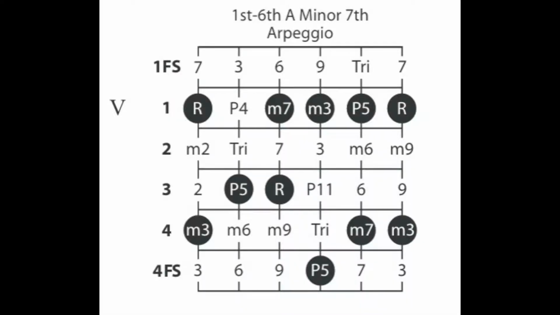Now, this whole book is laid out in the key of C and the relative minor A minor. This is an example of that. So the first thing, the very top diagram on the left, is the 1st, 6th, A minor 7th arpeggio. If you look at the diagram, and if you look to the left, you'll see the number 5. That number 5 is the position that you're in.